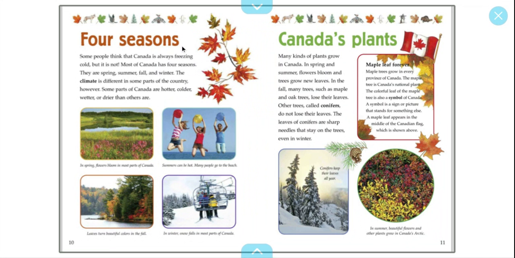Four seasons. Some people think Canada is always freezing cold, but it's not. Most of Canada has four seasons. They are spring, summer, fall, and winter. The climate is different in some parts of the country. Some parts of Canada are hotter, colder, wetter, or drier than others.